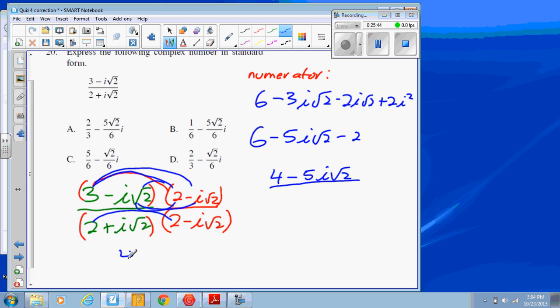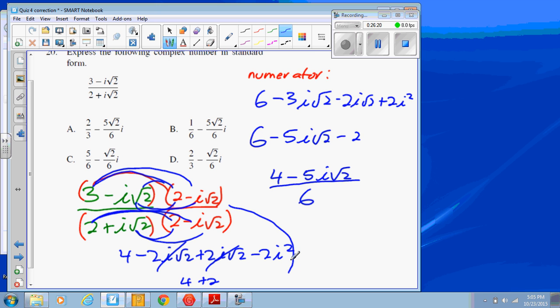Now the denominator, we'll be multiplying these together. 2 times 2 is 4. Now these end up canceling, minus 2i square root of 2 and plus 2i square root of 2. And then the last one is going to be i squared, square root of 2 times square root of 2 is 2, so it's going to be minus 2i squared. So it's going to be 4. Remember, i squared is negative 1, so negative times a negative is plus 2, so the bottom of this is 6. So now I simplify that by writing it as 2 fractions to make a complex number.